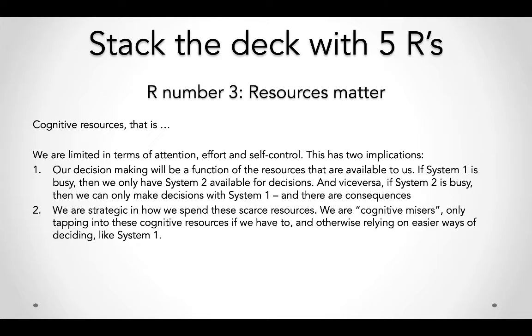And then the second implication is that we are strategic in how we spend these scarce resources. We're cognitive misers, only tapping into these cognitive resources if we have to, and otherwise relying on easier ways of deciding, like system 1. So we only use system 2, the heavy cavalry, if we really have to. Maybe we can get by not doing that and using only system 1.